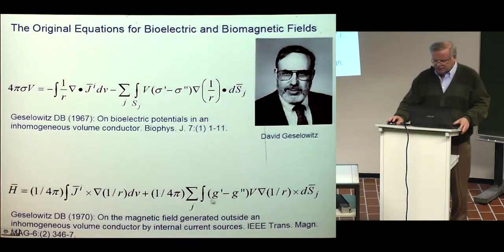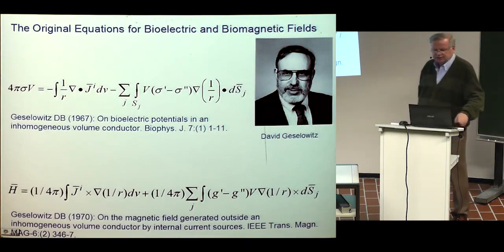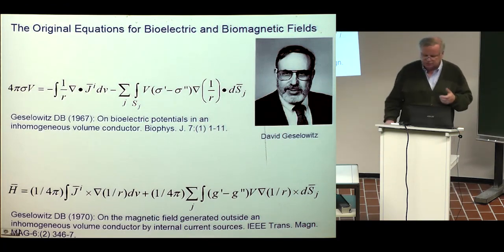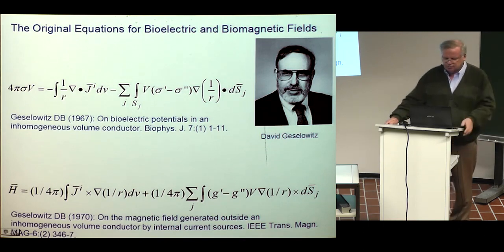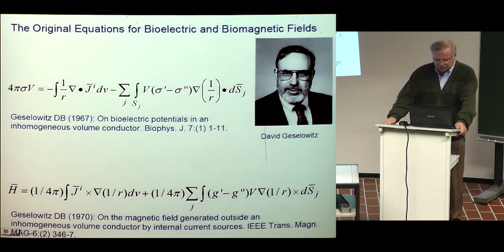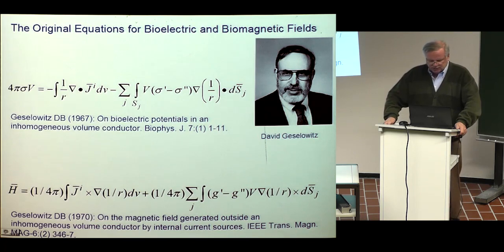David Geselowitz, whom I personally know, who is a very highly appreciated theoretician, first published the equations for these electric and magnetic fields in these forms. He published the equation for the electric field in 1967, and 3 years later, the equation for the magnetic field. These are correct forms, these equations.